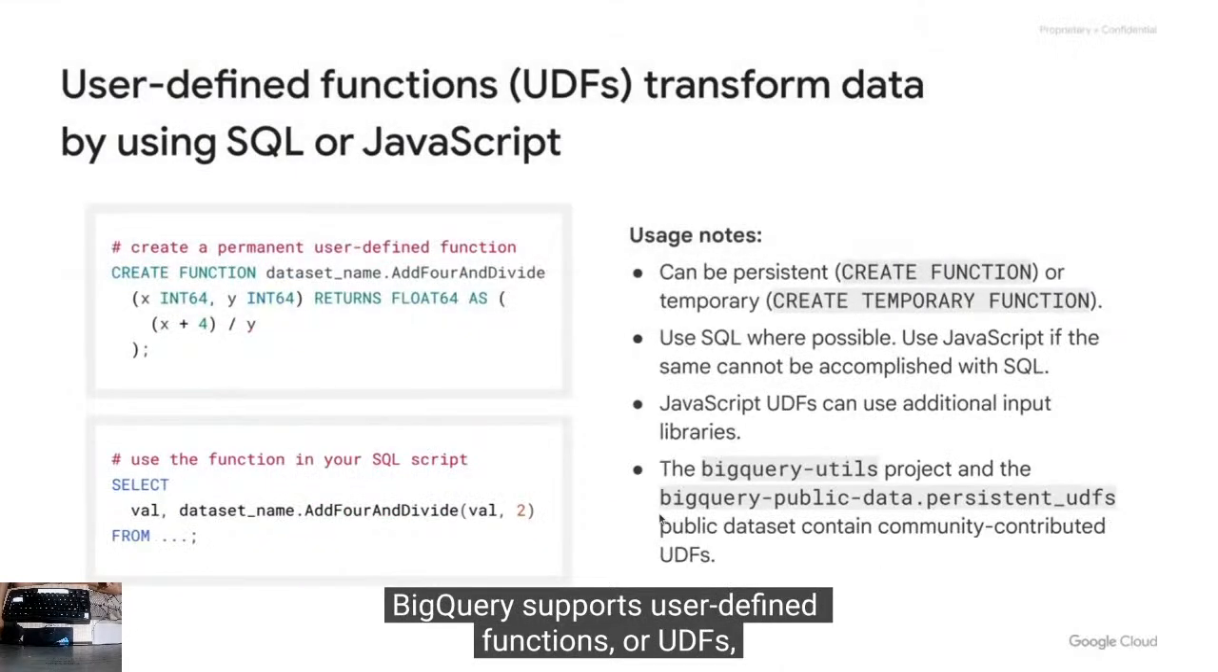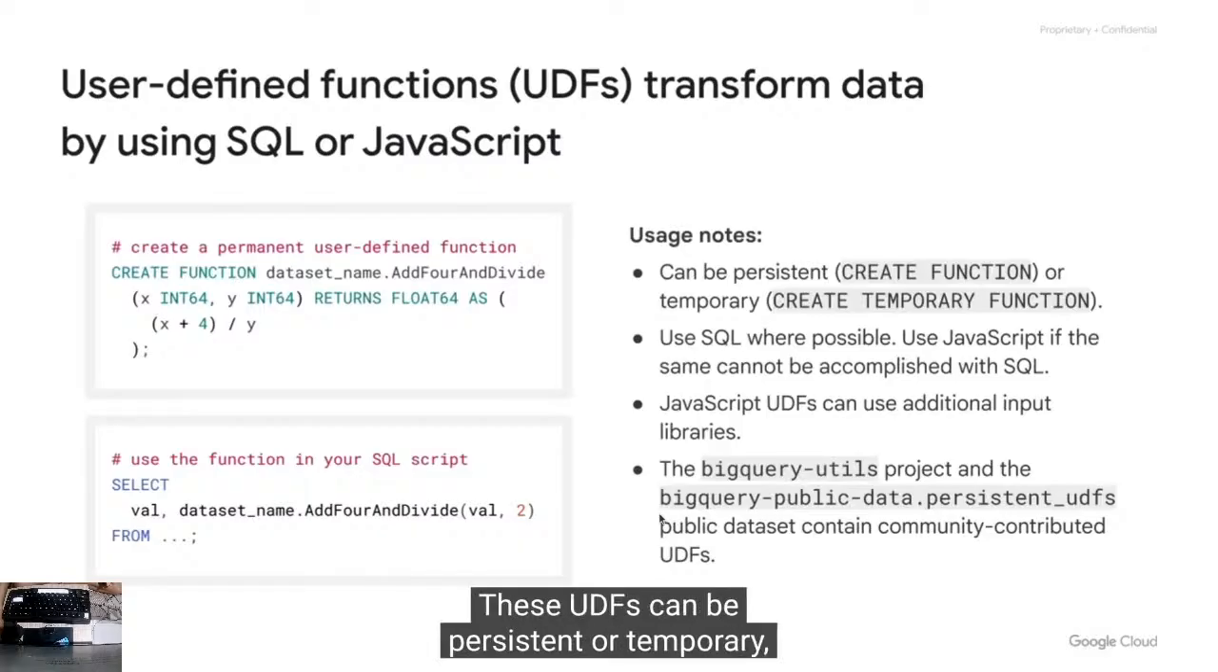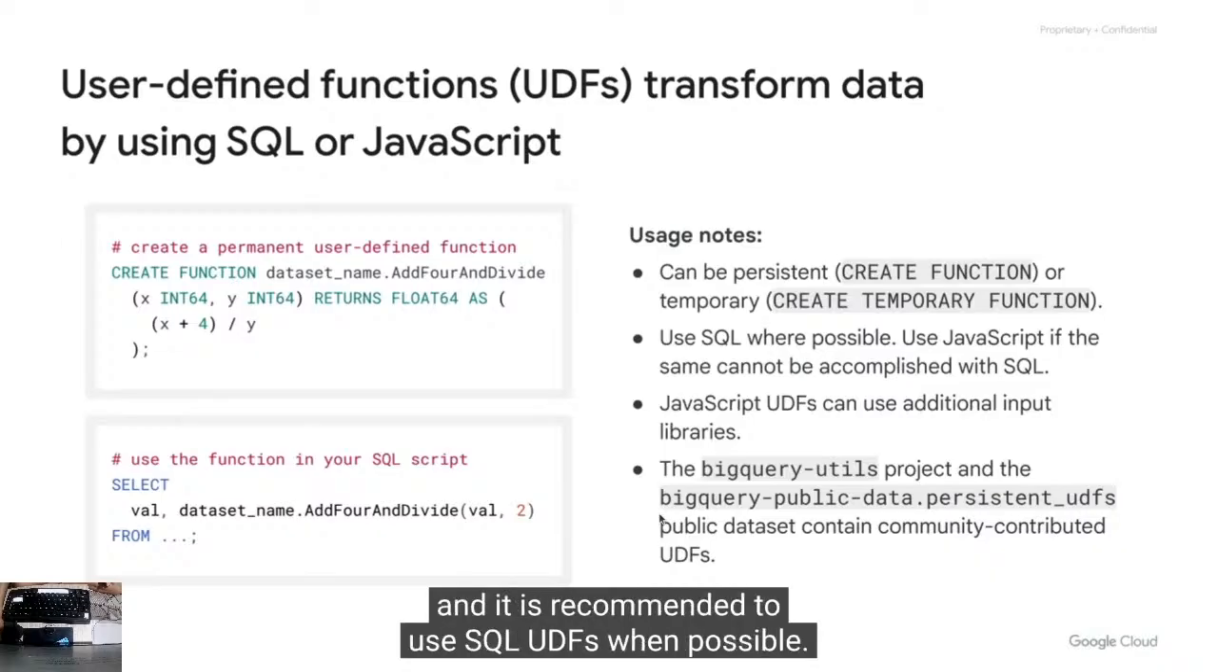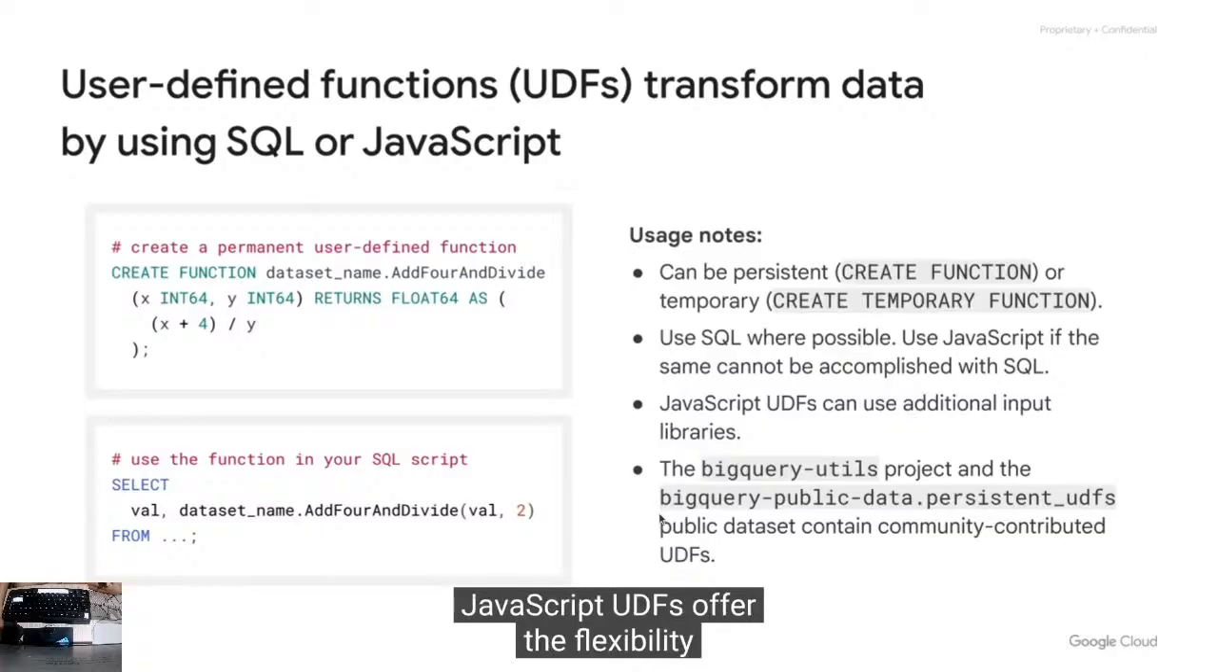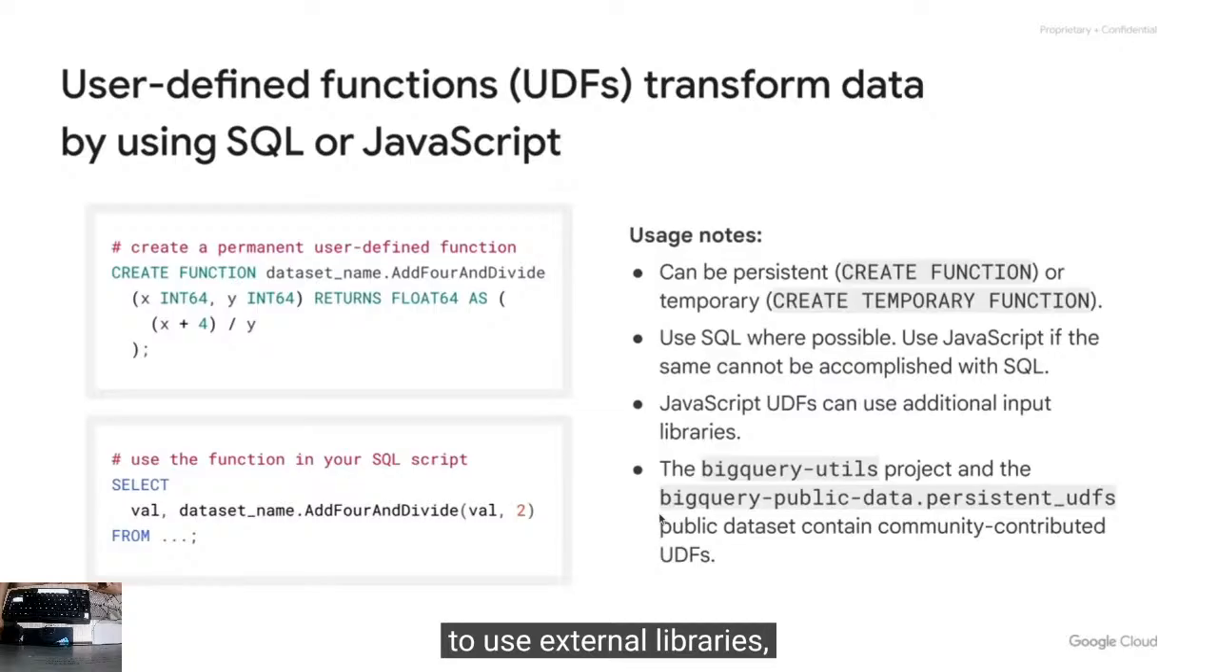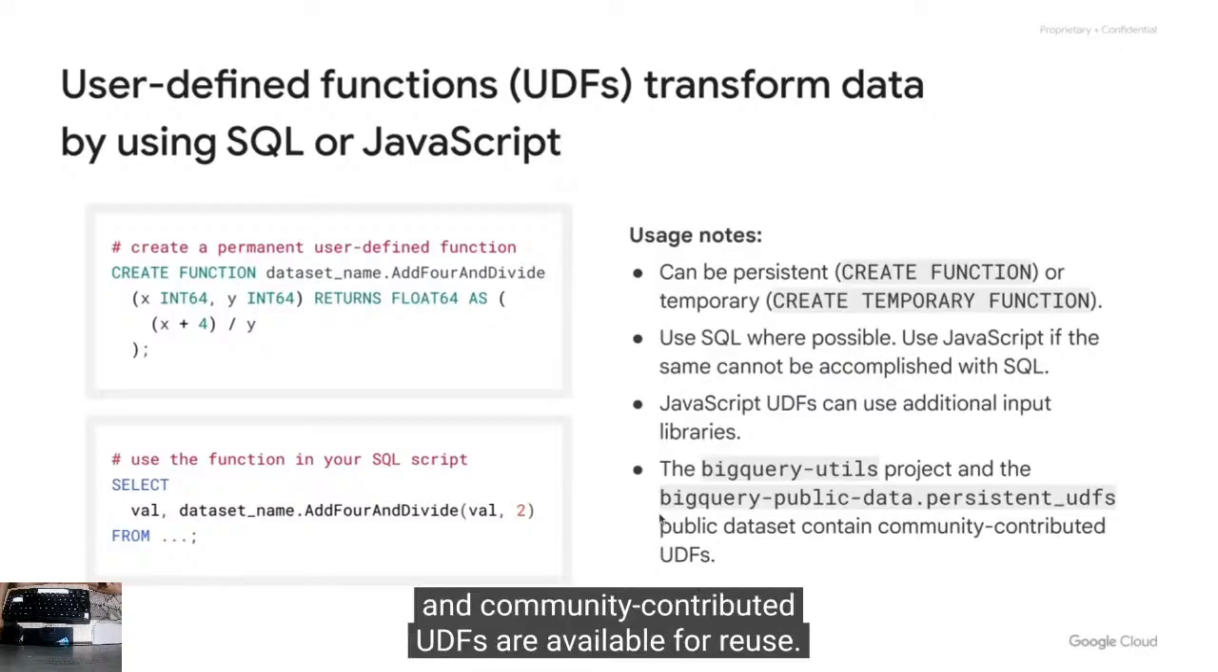BigQuery supports user-defined functions or UDFs for custom data transformations using SQL or JavaScript. These UDFs can be persistent or temporary, and it is recommended to use SQL UDFs when possible. JavaScript UDFs offer the flexibility to use external libraries, and community-contributed UDFs are available for reuse.